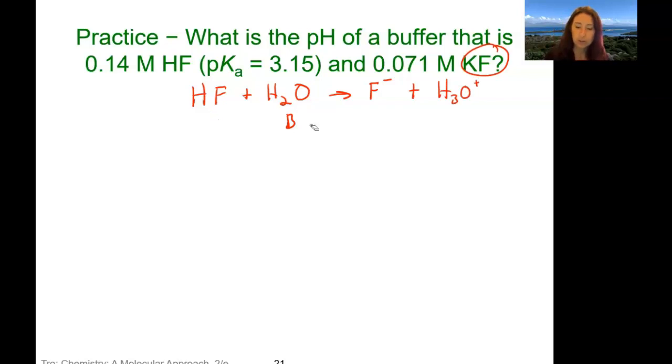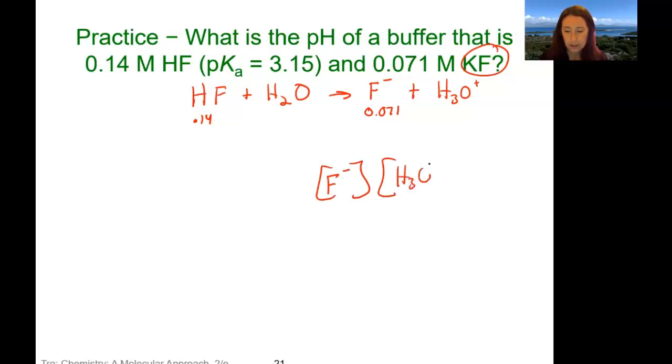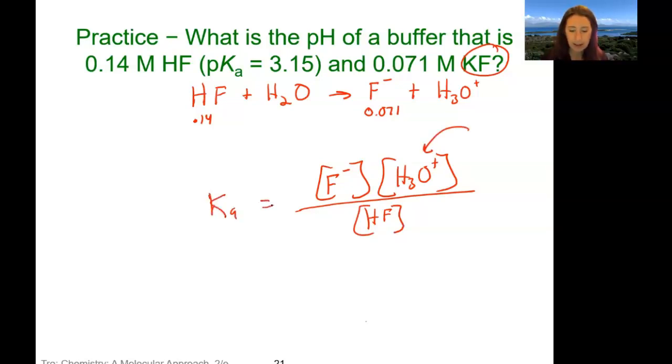So when we do this, we're starting with 0.14 of this and 0.071 of this, right? So our equilibrium expression is just going to be F minus times H3O plus over HF. But remember, we want the pH, right? So we need this. So we must have a Ka. But they didn't give us the Ka.